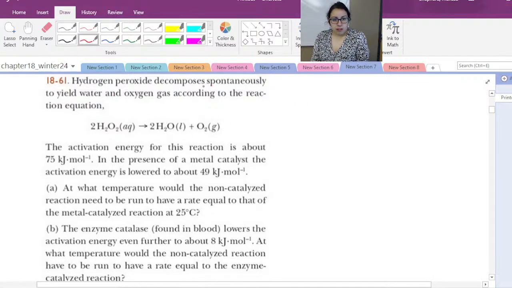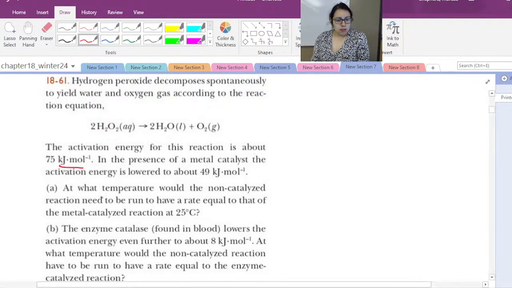It says hydrogen peroxide decomposes, and you may know this. It decomposes spontaneously. That's why hydrogen peroxide is always in those dark bottles, so that you don't have any light that would contribute to this decomposition. You can see it breaks down to water and oxygen. You've also seen this decomposition catalyzed. It says the activation energy for this reaction is 75 kilojoules per mole, so watch that unit. In the presence of a metal catalyst, the activation energy is lowered to 49 kilojoules.